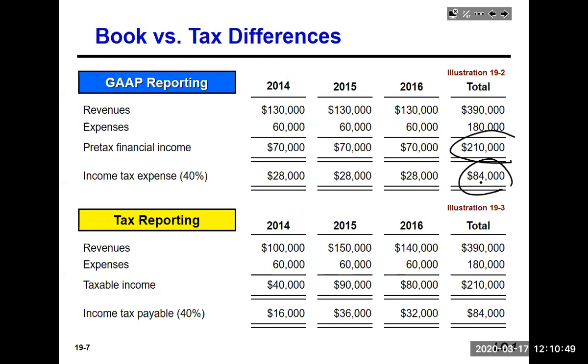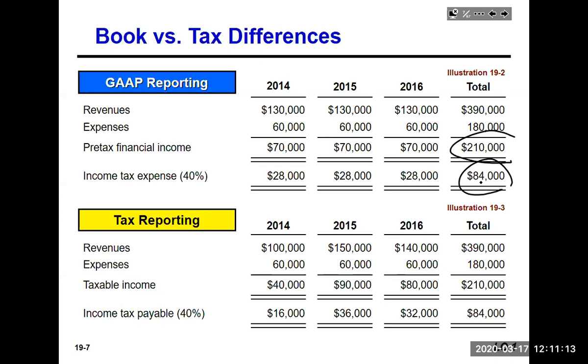What about down here under the tax reporting? Here I've got less revenue, don't I? That I'm not reporting until probably the end, which would be what? Maybe completed contract, or who knows how they come up with these revenues. We don't know. Maybe it's cash basis. Of course, cash basis can be a deferred tax liability or deferred tax asset.